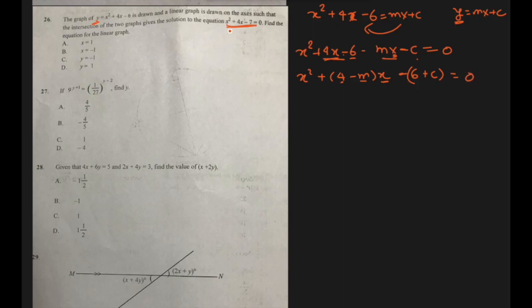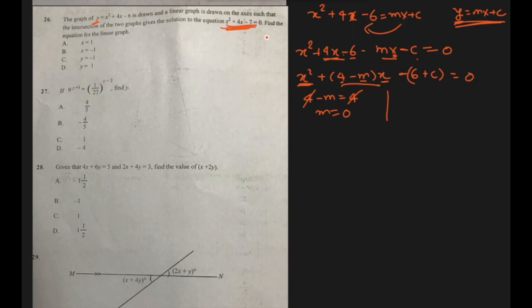And now compare with the one they have given. X square is x square. That means this plus 4 is 4 minus m. 4 minus m equal to plus 4, and this cancels out. So we get m equal to 0. So there is no m in this equation.